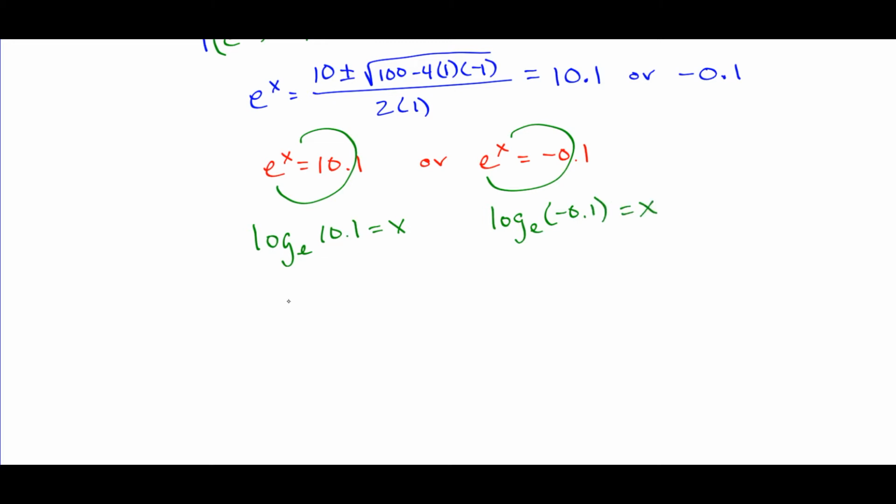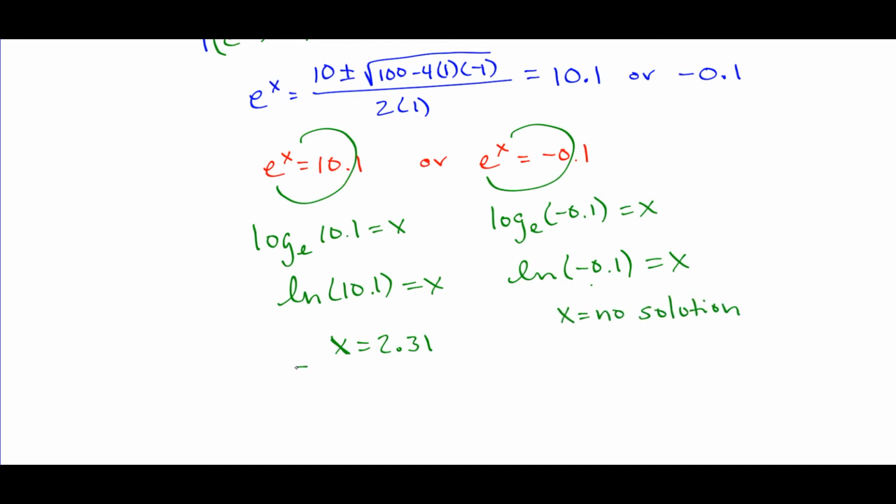Remember, this is the same as natural log, so we can do natural log 10.1 equals x, and natural log negative 0.1 equals x. So this gives me x equals about 2.31. Remember, here your argument of a log or a natural log has to be a positive value, so this is going to give you x has no solution. So our answer is just x equals 2.31.